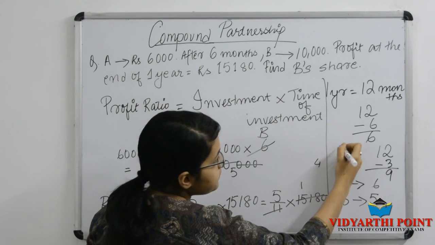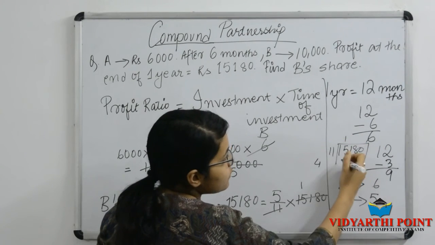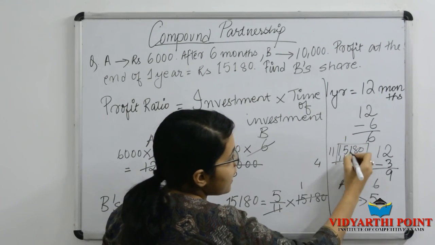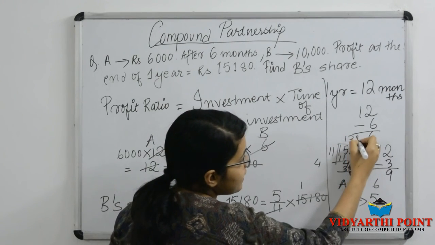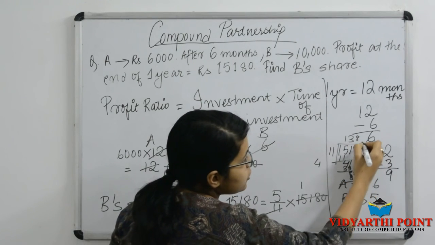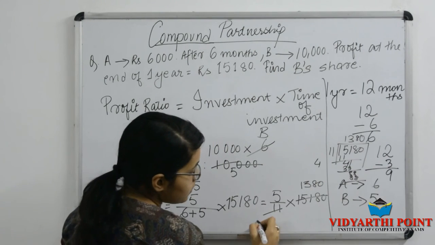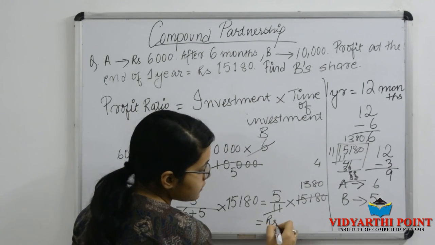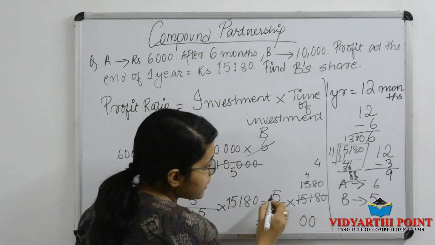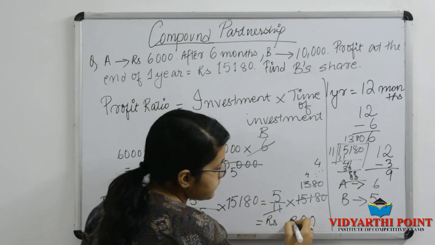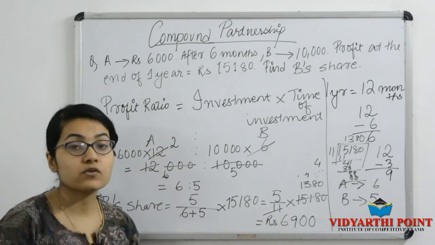Let us do it here. 11 1s are 11, 41, 11 3s are 33, 8 is remainder, then 88, 11 8s are 88, so 0 will come here, that is 1380. Now multiply it by 5, your answer will be 5 8s are 40, 4 is remainder, 5 3s are 15, 19, 5 1s are 5, 6. So B's share will be 6,900.